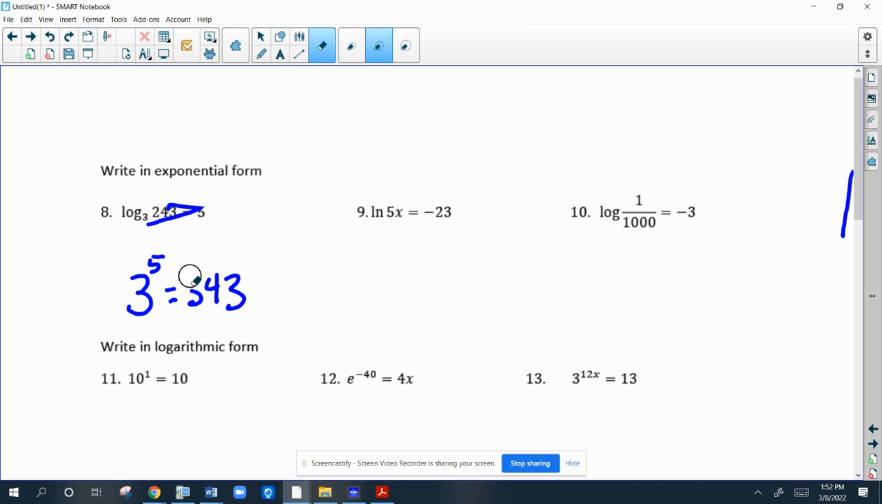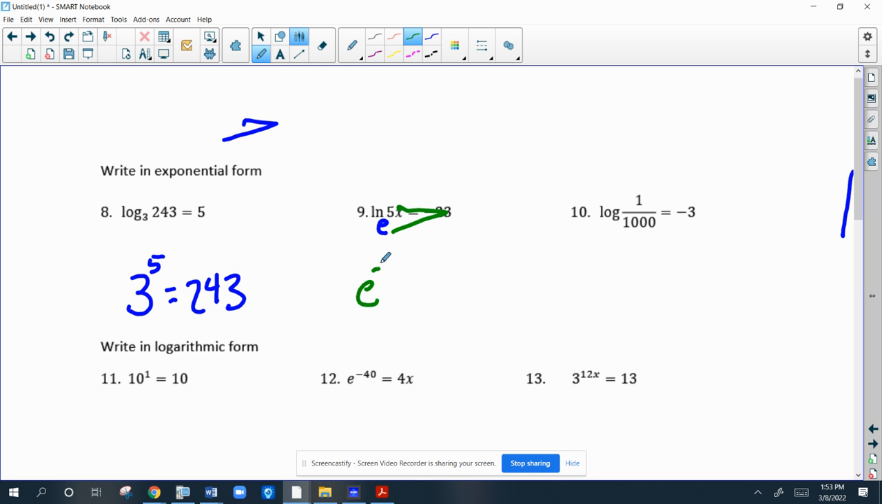And then that's the same for all of them. But for number 9, you have to remember that the natural log has a base of e. It's just not written. So you can write it in and just go e to the -23 equals 5x. Done. We're not supposed to do anything further. We're just writing an exponential form.